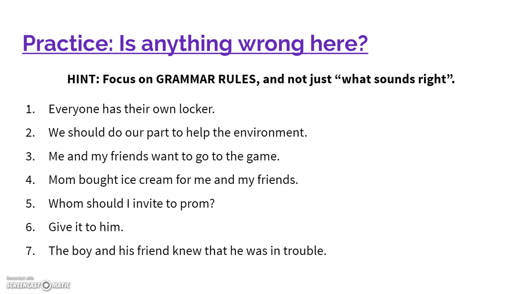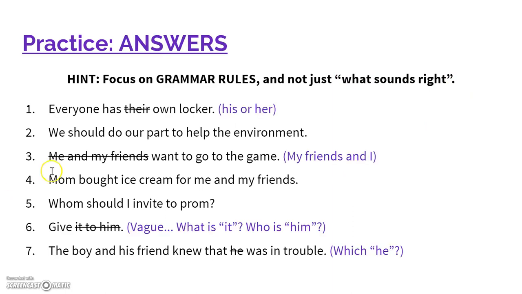Let's look at the answers. Remember we talked about if the word one is in it, then that's singular. So don't say everyone has their own locker. Say everyone has his or her own locker. Number 2 is fine. Number 3 messed up me versus I. We should say my friends and I want to go to the game. Number 4 and 5 were both fine, because remember, I'm doing the inviting of someone else to prom. Someone's going to receive my invitation, so I want whom.